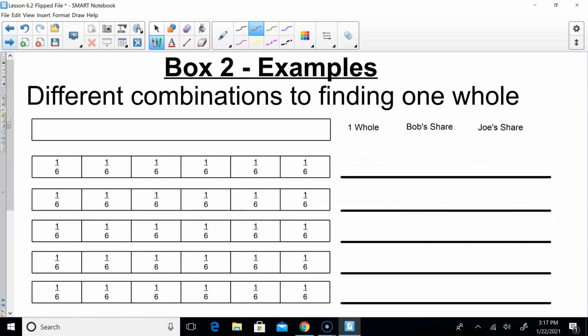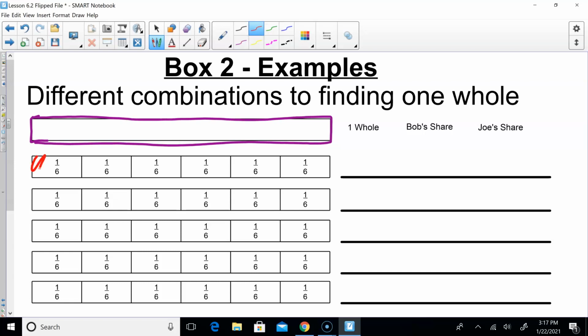And with that, let's get started today. There are different combinations to find one whole. As you see on the top bar right here, this bar is exactly one whole. One whole big bar, I haven't done anything to it yet. It equals one whole, but we're going to talk about how there are different ways to get to a whole, which would always be 1. So you have Bob's share and Joe's share, and we'll use 2 different colors to show the 2 characters.